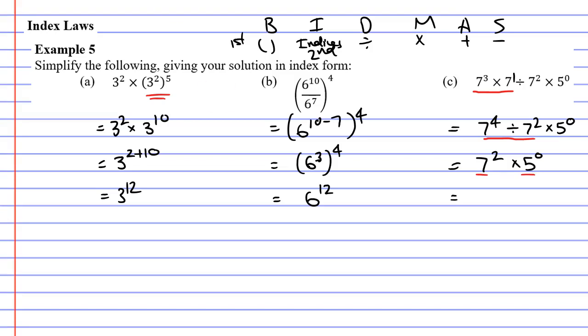But 5 to the power of 0 actually equals 1. So we can write that as 7 to the power of 2 times 1, which is simply 7 to the power of 2. Anyway, that concludes example 5.